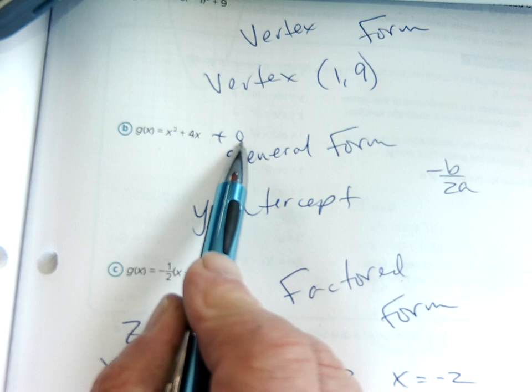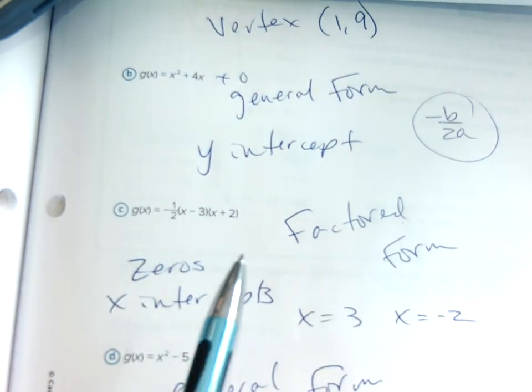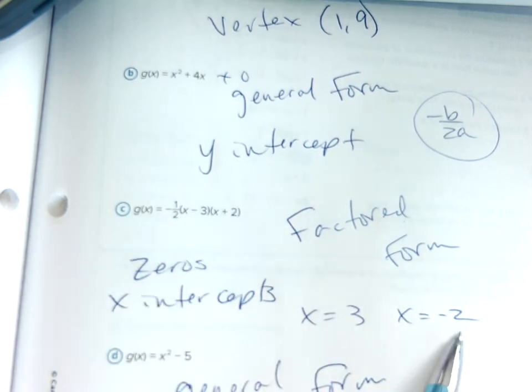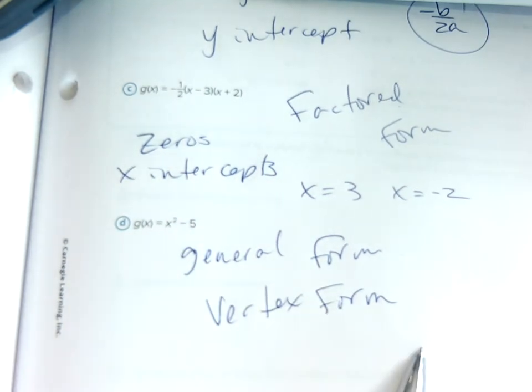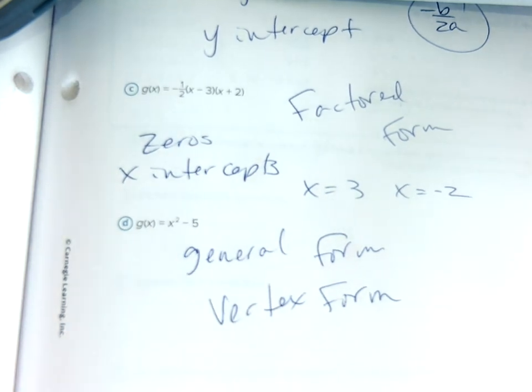If I needed to find the vertex line of symmetry, I would use my -b/2a. Factored form is kind of nice because it gives me my x-intercepts. So my x-intercepts on this one would be 3 and -2. And then this one's both the general form and the vertex form, which I can get the vertex from, and the y-intercept, which are the same thing.